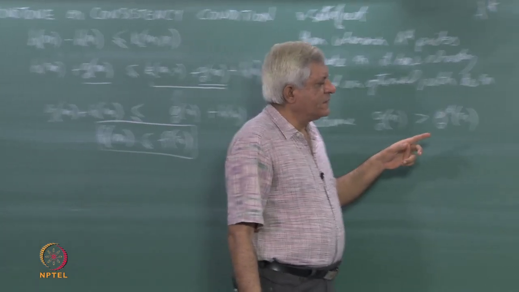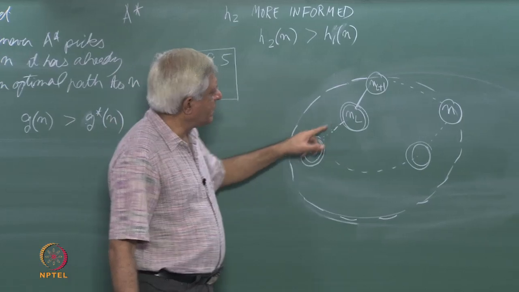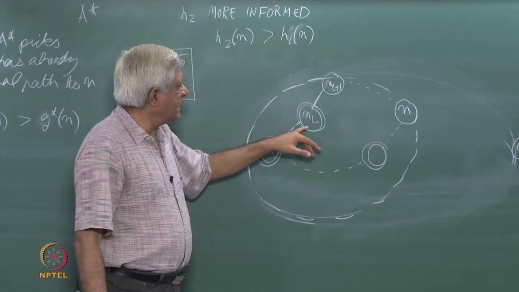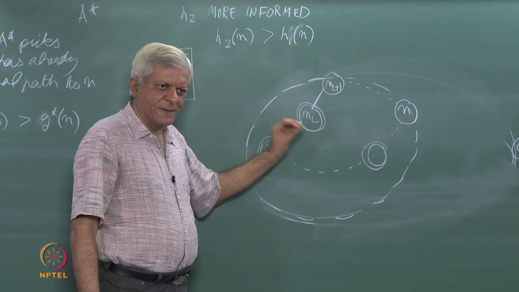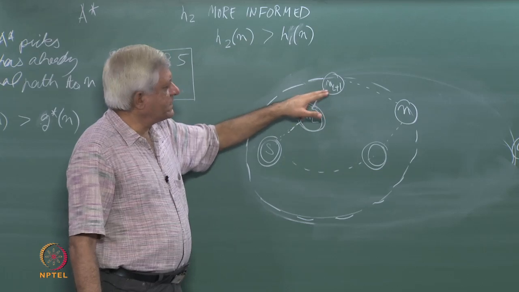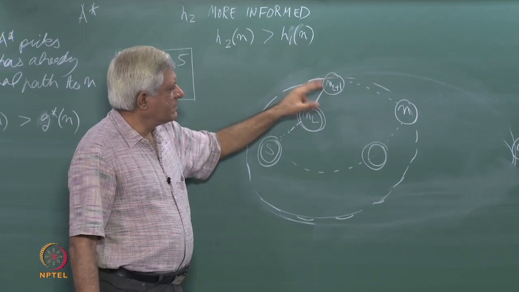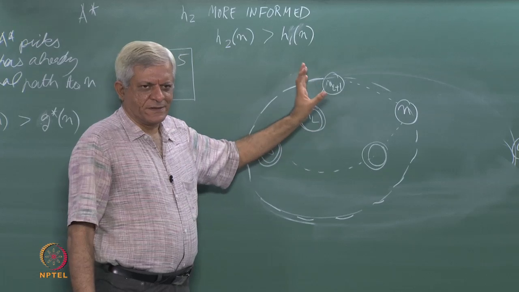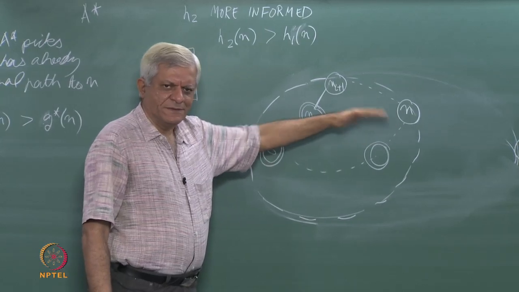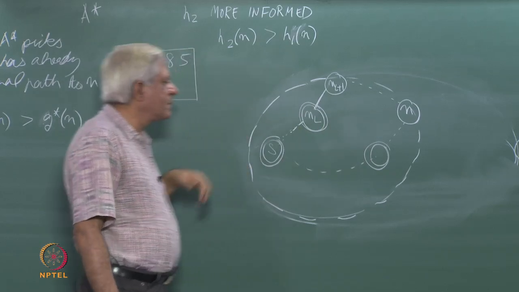And let n L be the last node A star has inspected on the optimal path to n, and n L plus 1 is the node which is on open, which is a child of this node, but A star has not expanded. So, what we are saying is that A star has not found this optimal path, but A star has found this path which may not be an optimal path.